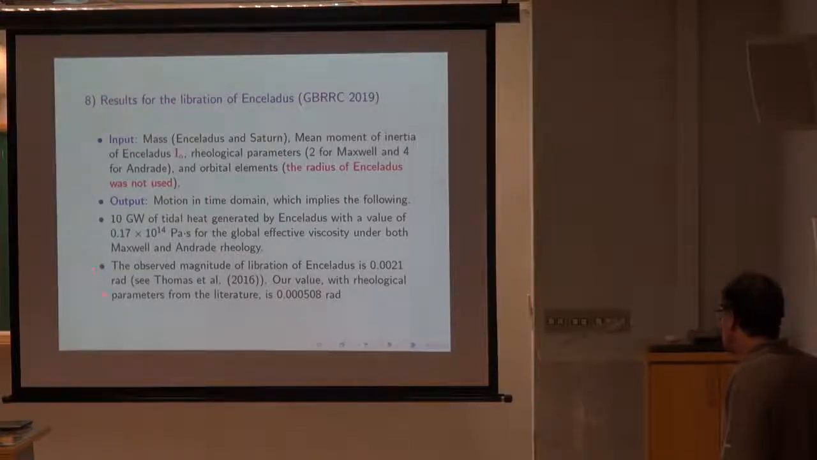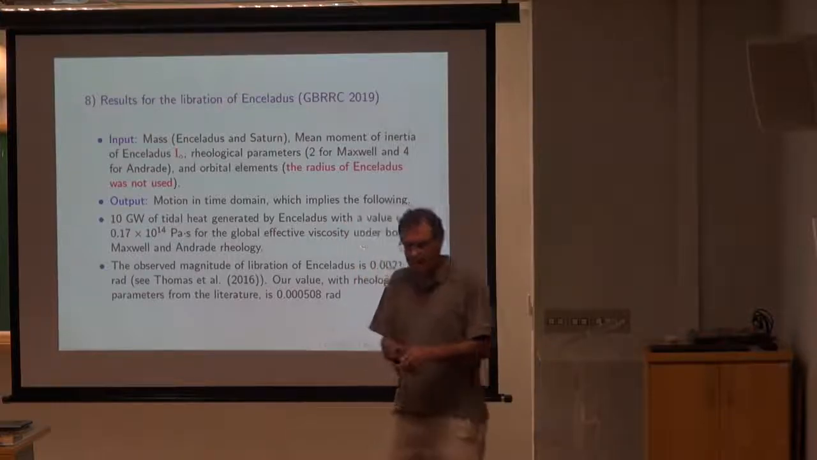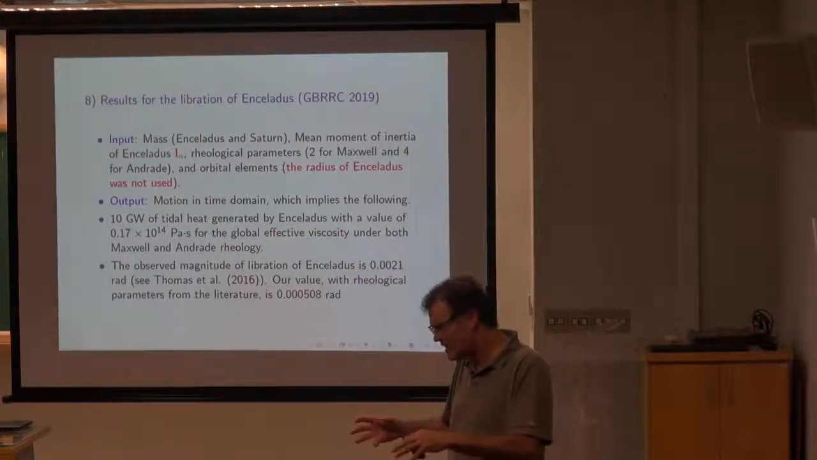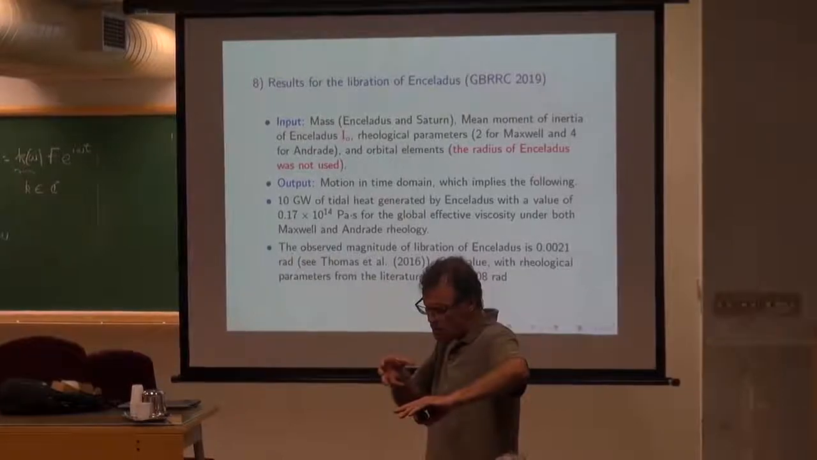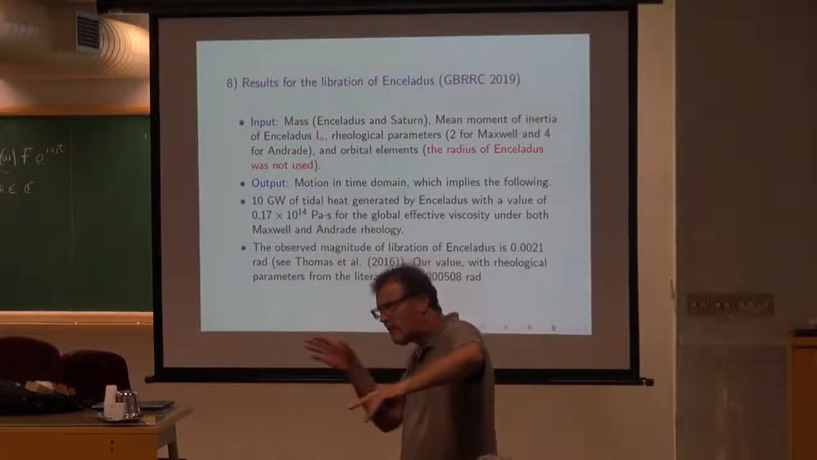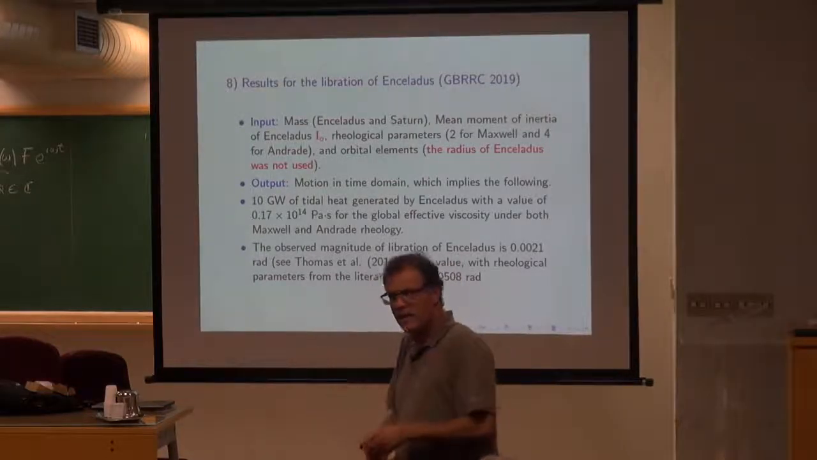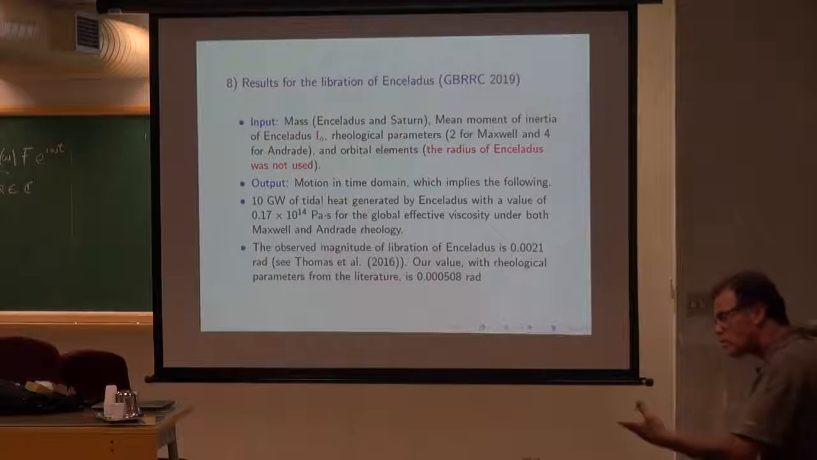But anyway, what I like most is this libration result. The observed magnitude of libration of Enceladus is 0.21, radians. Our value with geological parameters from the literature is 0.00508. What's this libration? Enceladus, the satellite, has a rotation. But since the orbit is eccentric, it also has a libration. In other words, it's like the moon. The moon is looking to the Earth, but it has a small angular velocity, right? So it's phase locked, but you know, you can see slightly one face of the moon because it has a small libration. And astronomers look at this libration very carefully because it's related to the internal structure of the body.